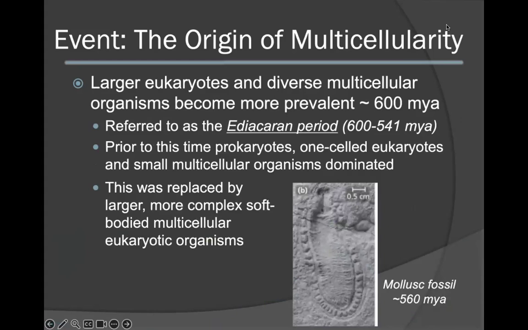Shortly after the appearance of eukaryotic cells, larger, more complex eukaryotes and more diverse multicellular organisms became more prevalent. We refer to this as the Ediacaran period that occurred approximately 600 million years ago. Prior to this time period, prokaryotes, one-celled eukaryotic cells, and small multicellular organisms dominated. However, during this period, we can see that more complex, soft-bodied multicellular organisms begin to dominate the fossil record, such as the smallest fossil found approximately 560 million years ago.